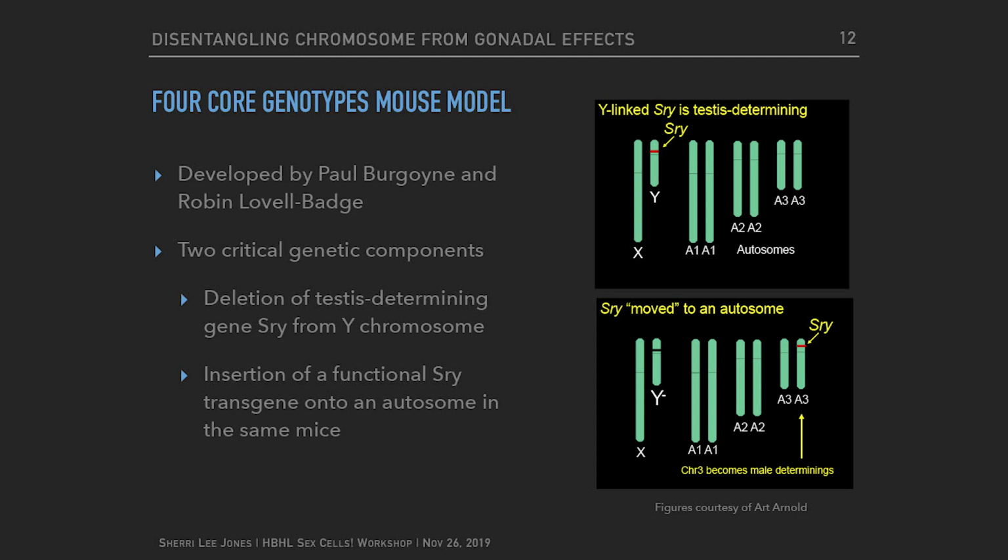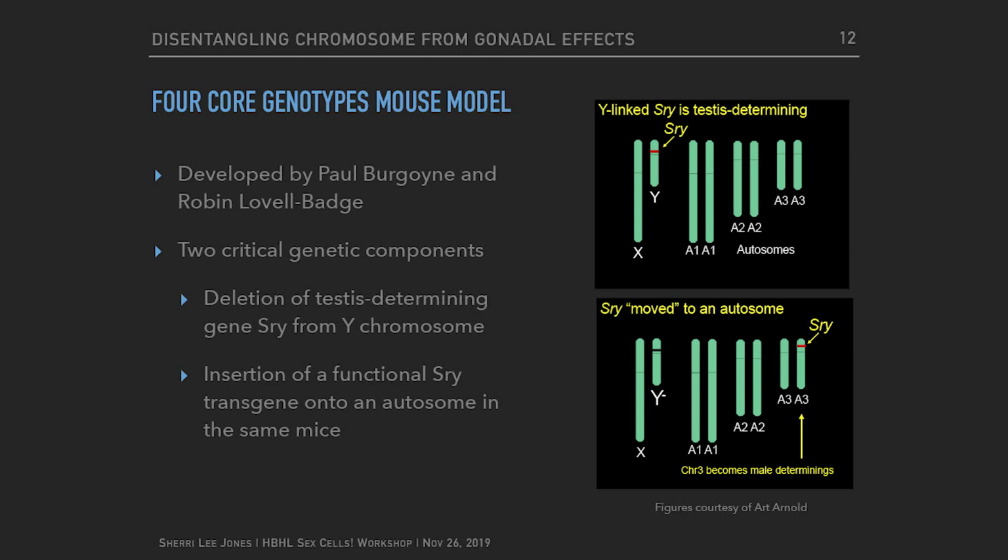And there's basically two critical genetic components that have to happen for the four-core genotypes model to work. The first thing is the deletion of the testes-determining gene SRY from the Y chromosome. And then the second is the insertion of a functional SRY gene onto an autosome in the same mouse. Okay, so that's shown here.